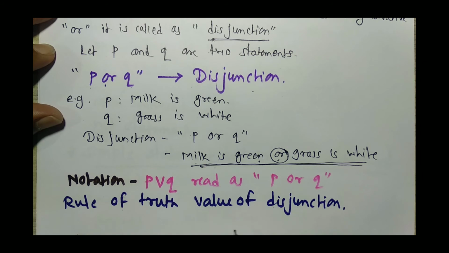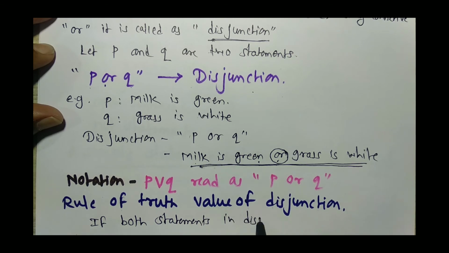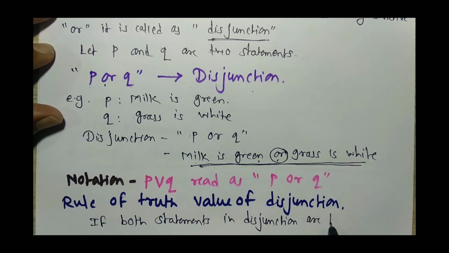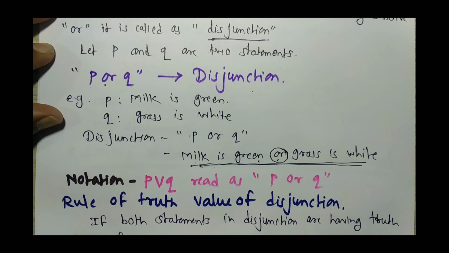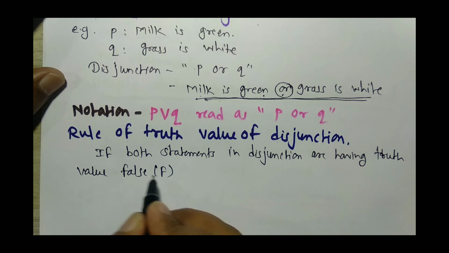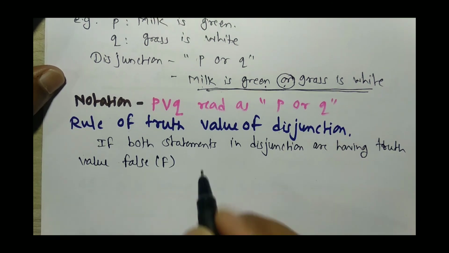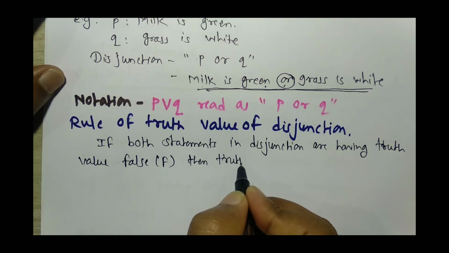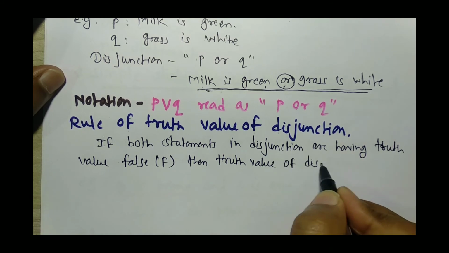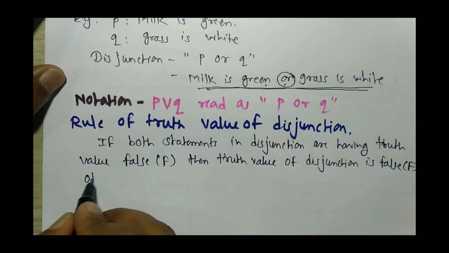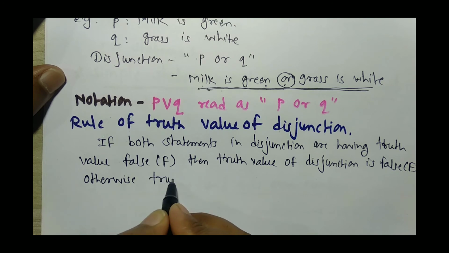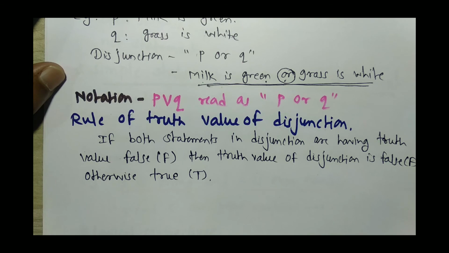Inside the rule of disjunction, first of all we have to consider: if both statements in the disjunction have truth value false, that is F, then the truth value of the disjunction is false, that is F, otherwise true, that is T. This is your rule for the disjunction.